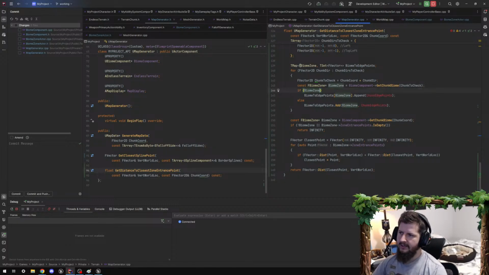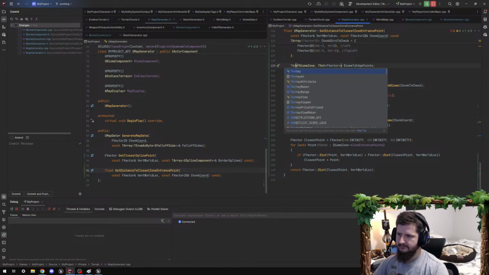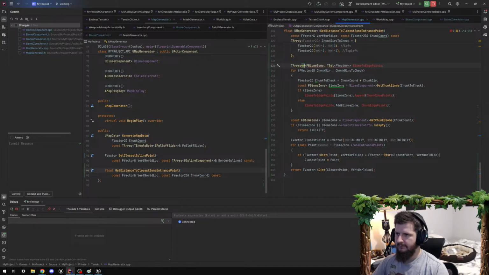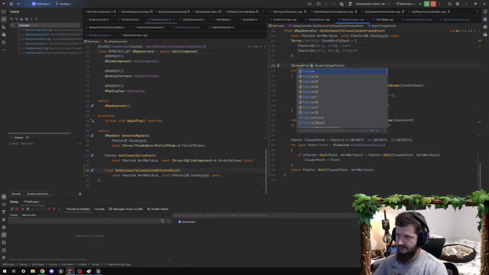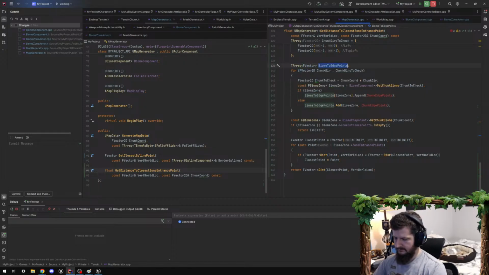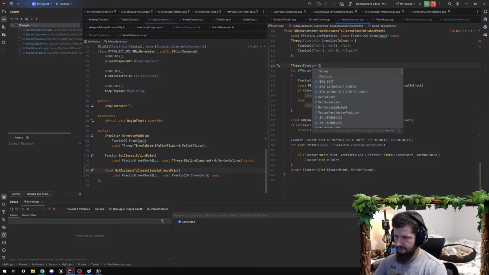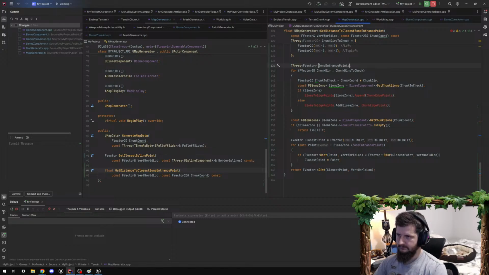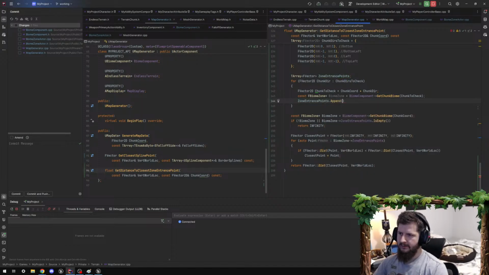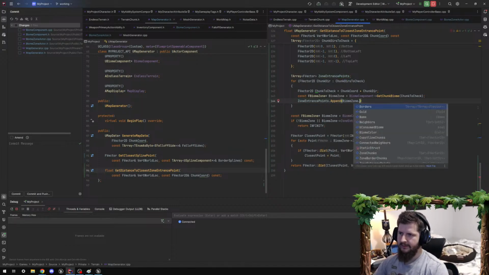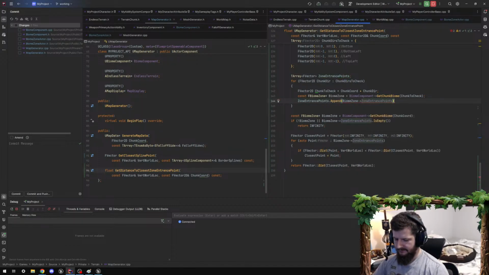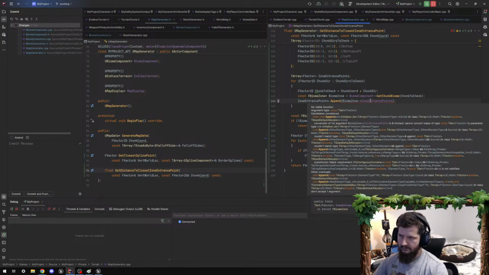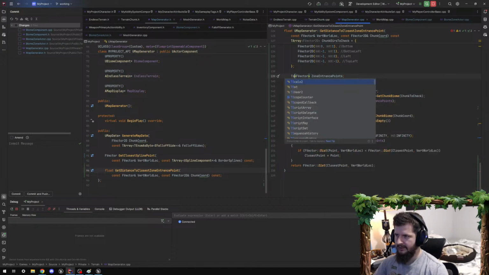So I'll have an array of all the points of all the neighbors. Zone entrance points, and I will just append biome zone dot zone entrance points. Oh, what? Because it's a set? Okay, okay, we'll make it a set as well.